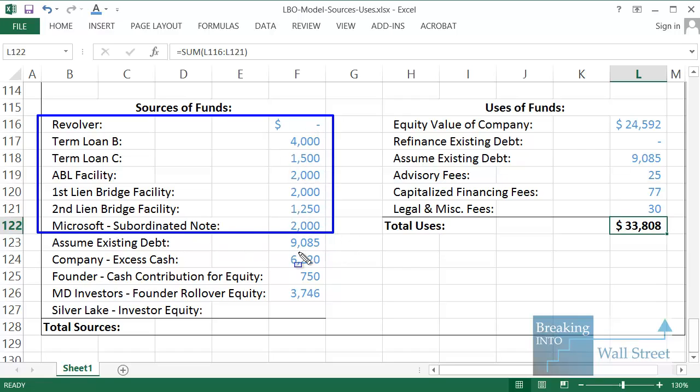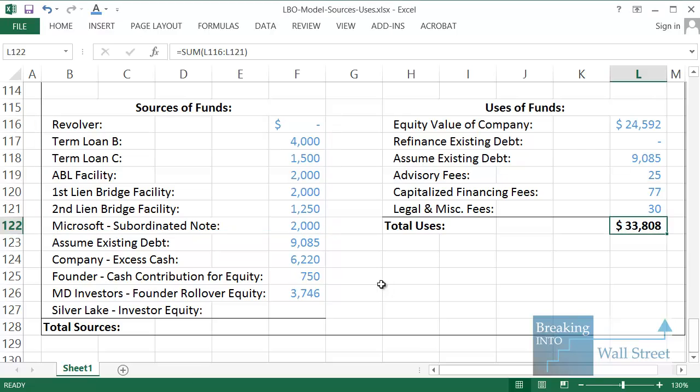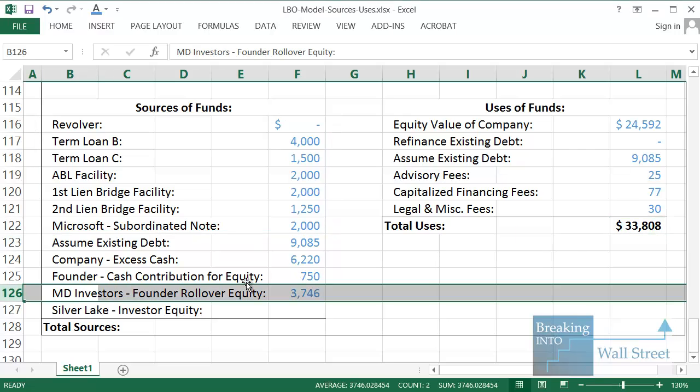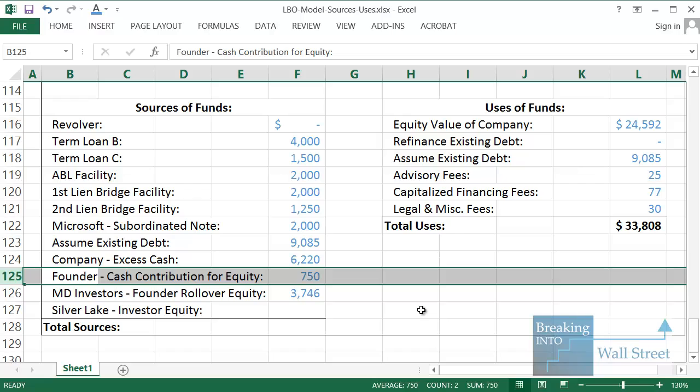Assuming existing debt, excess cash we've been over, and then founder rollover equity, we went over that for Best Buy. And then the one new item here is the cash contribution for equity. So what does this item mean?